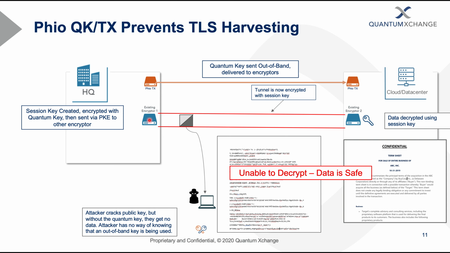If you can't get inside the encryptor, you can't get the data. And if you could get inside the encryptor, you wouldn't mess with the keys, because on one side of the encryptor is encrypted and the other side is pure clear text. So breaking into the encryptor and stealing the key would be like breaking into a bank vault and turning around to see how the lock works. If you broke into the bank vault, you'd take the money. So that's how Phio TX prevents TLS harvesting in a really simple overlay network.